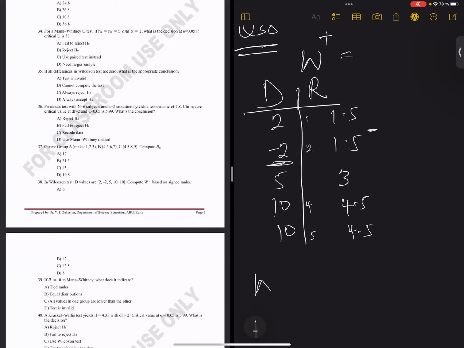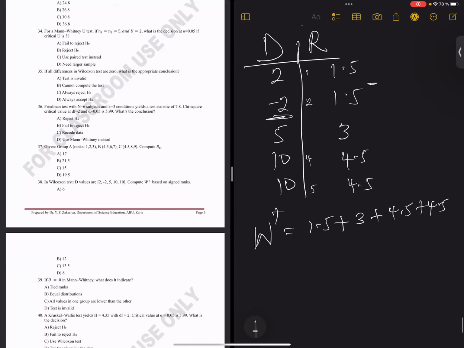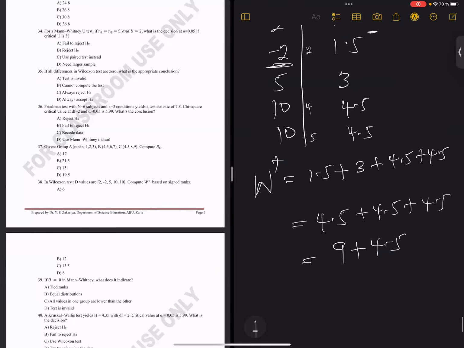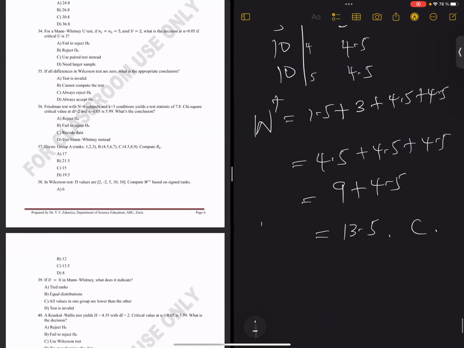So the sum of positive ranks will now be 1.5 plus 3 plus 4.5 plus 4.5. Okay? And this will give you 1.5 plus 3. That is 4.5. Plus 4.5 plus what? 4.5. So what do you get? 4.5 plus 4.5 is 9. Plus another 4.5. This is equal to what? 13.5. Are we okay? Yes, sir. Thank you, sir. So the answer is what? Is C. That is your W plus. Thank you very much, sir.